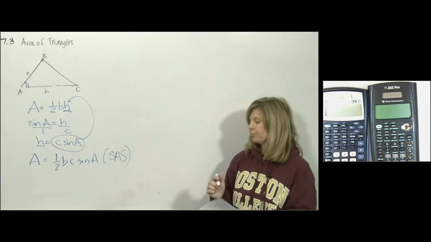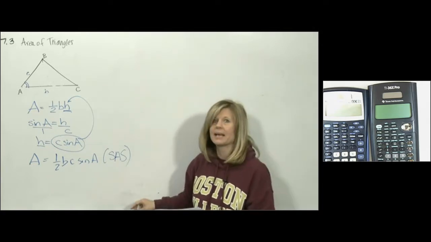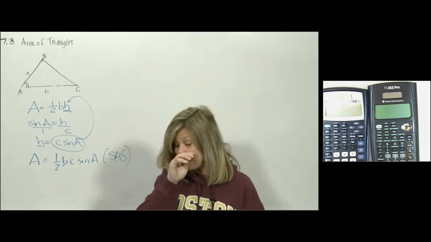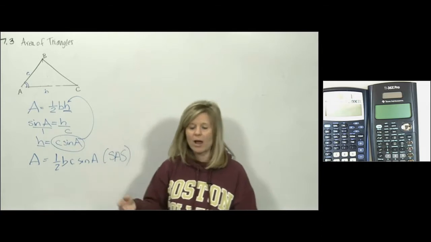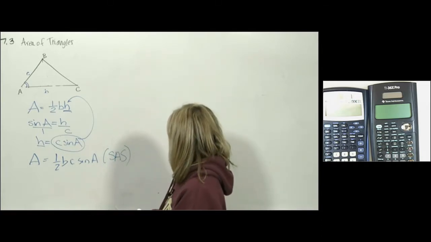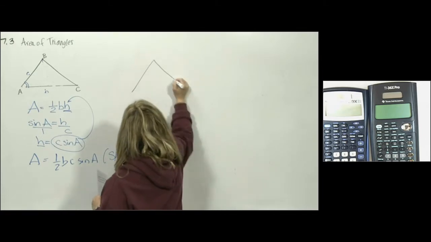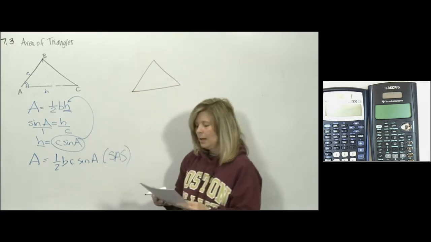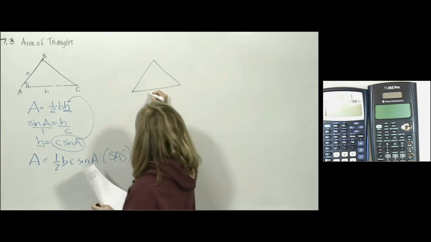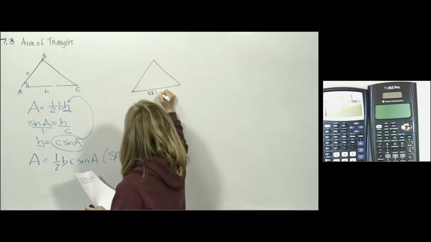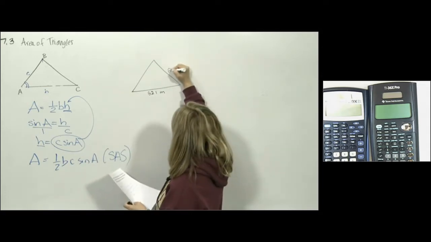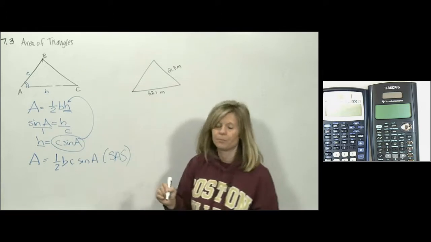Okay? All right, so let's look at an example. So in your notes, there is a word problem. It says a real estate agent wants to find the area of a triangular lot of land. Okay, so let's draw a triangle. And it says the two sides. So we know one side of this triangle is 52.1 meters, and the other side, it doesn't matter which side, is 21.3 meters.